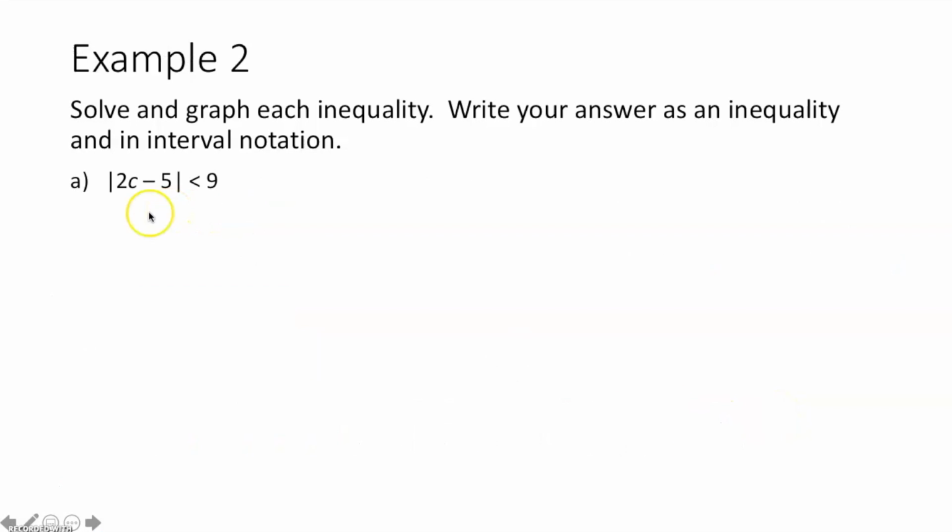Example 2, doing the same thing. Simplify, move, break, solve. So first, can we simplify either side? No. Next, we need to move our absolute value to the left. Done. Next, everything else has to go. There's nothing added or subtracted or multiplied to our absolute value. Therefore, we move to the next step, which is break.